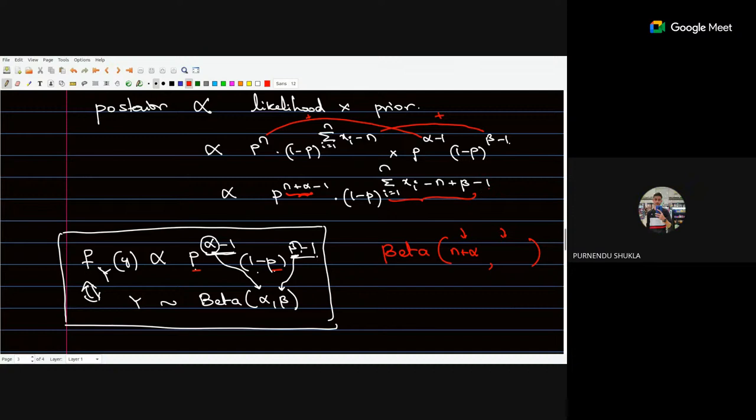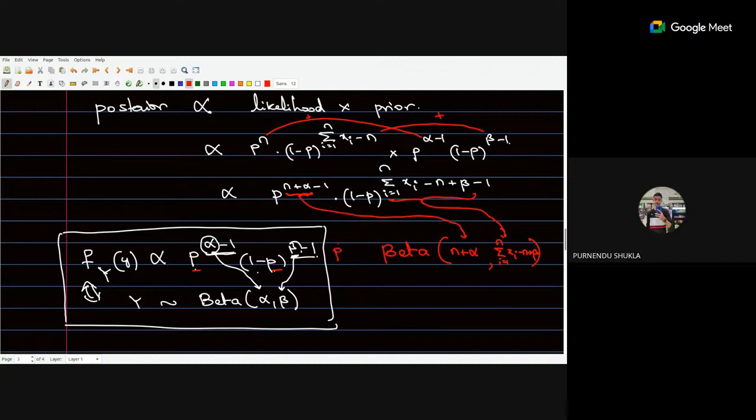Correct? Yes, sir. So this all comes and sits here. Summation i equals 1 to n of xi minus n plus p. So this will come and sit here. This will come. Got it, sir.